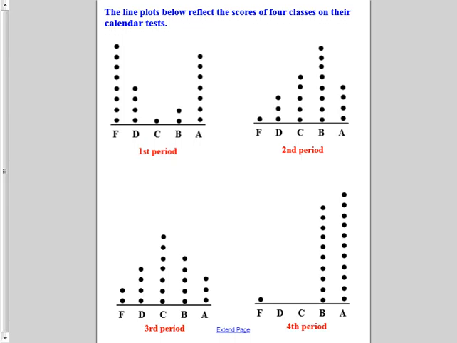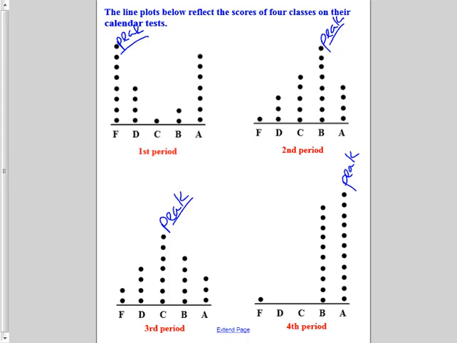For example, in first period, they peaked at an F. Not so good. In second period, the peak was a B. That's better. In third period, the peak is a C. And in fourth period, the peak was at an A. So all of those have a peak. That's basically where your highest point is. And that's also going to be your mode. So the mode for first period was an F. The mode for second period was a B, so forth and so on.